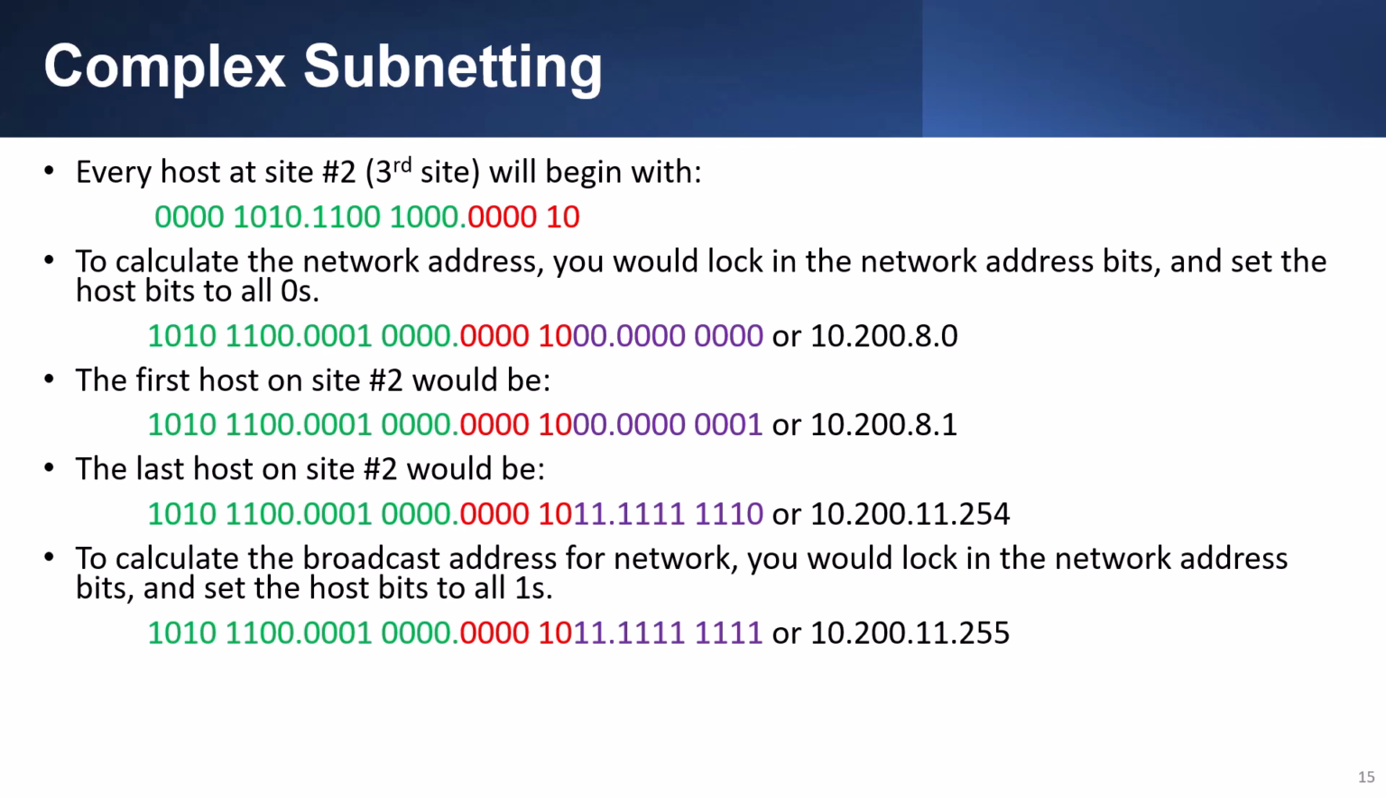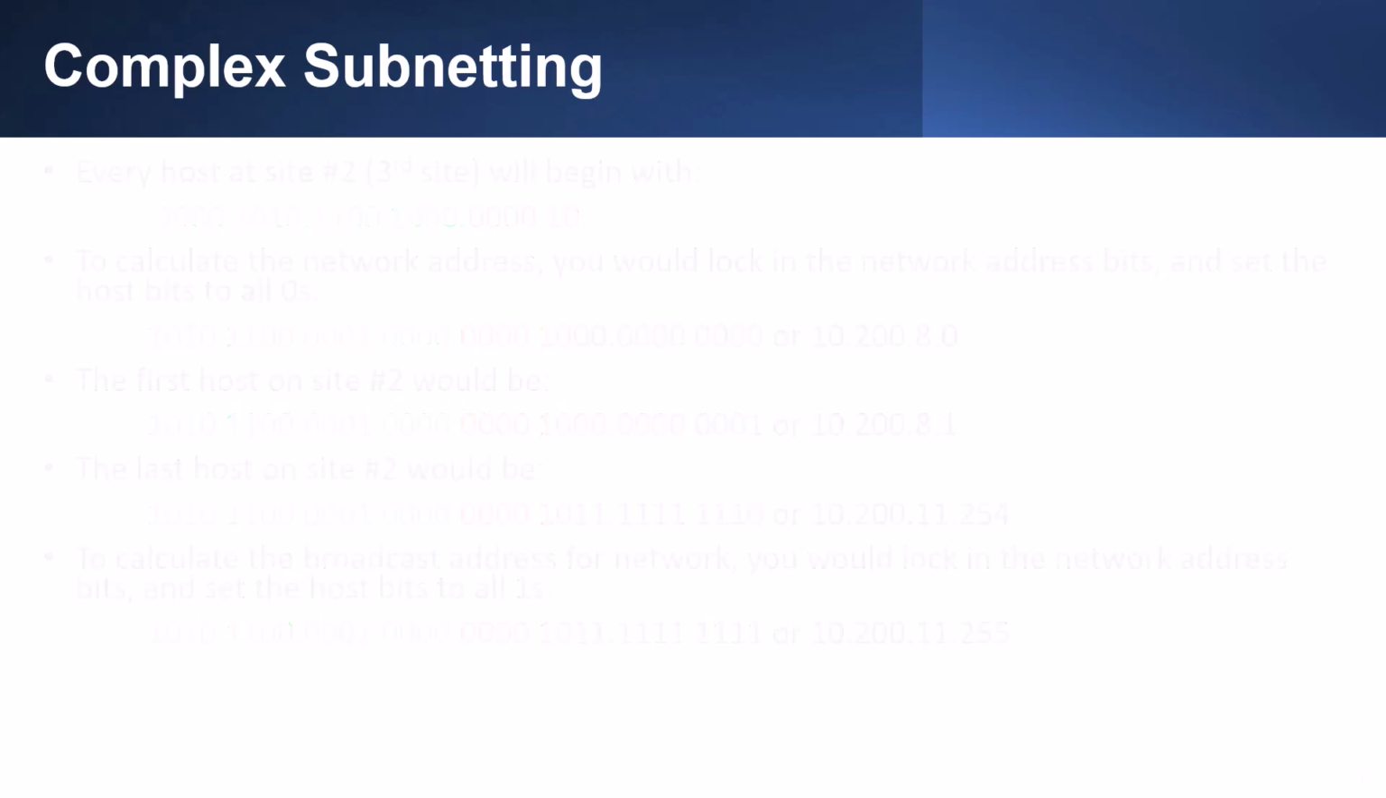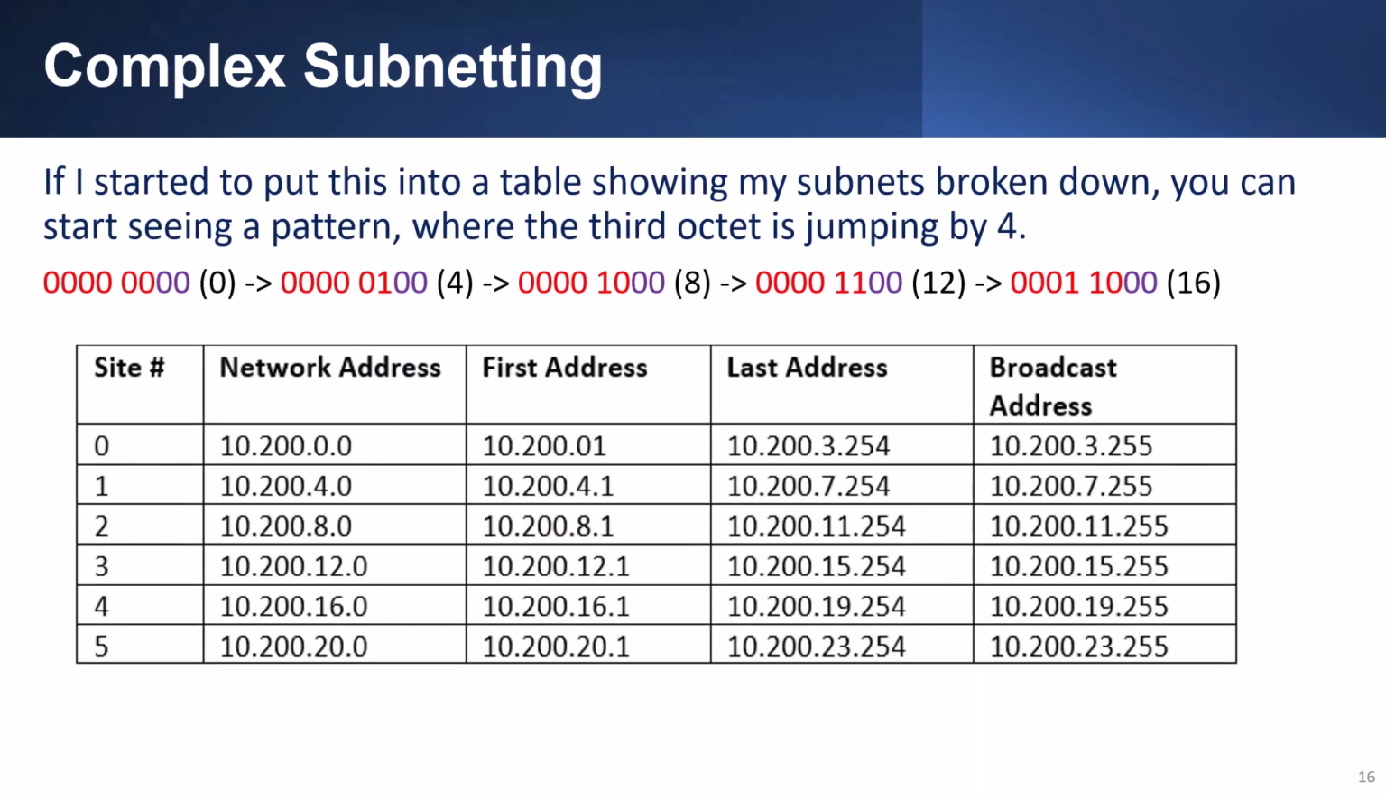And here is a summary of the site number 2, the third site. If I start to put this into a table showing my subnets broken down, you can start seeing a pattern where the third octet is jumping by 4. If I decide to add a 7th site in the future, I can figure it out pretty quickly.